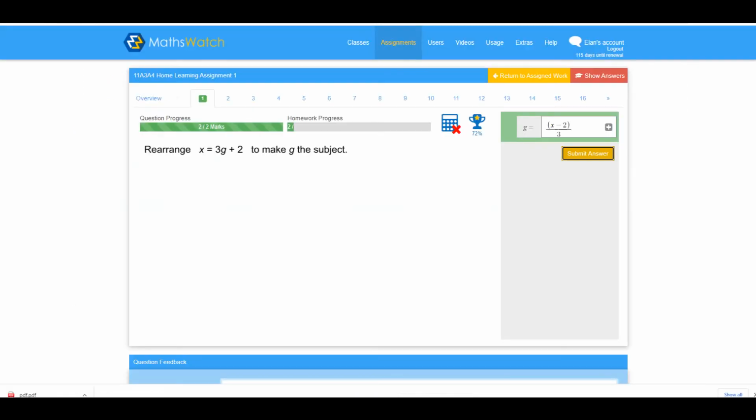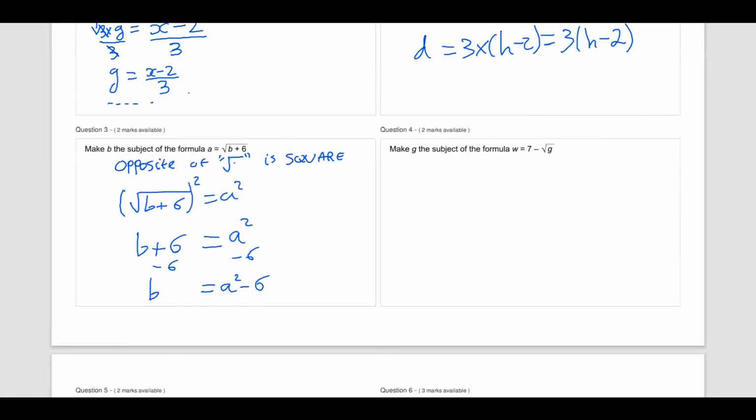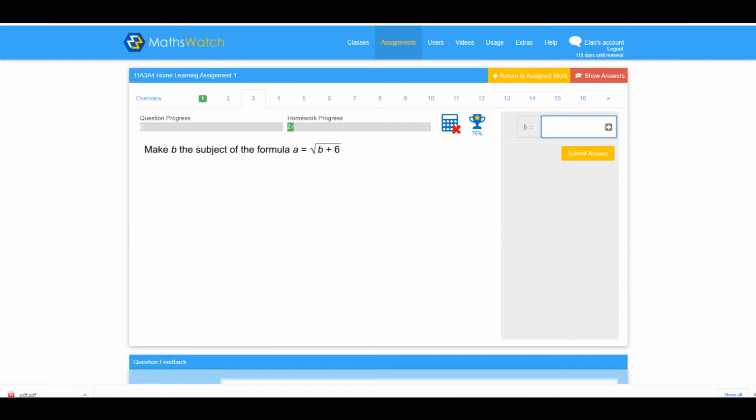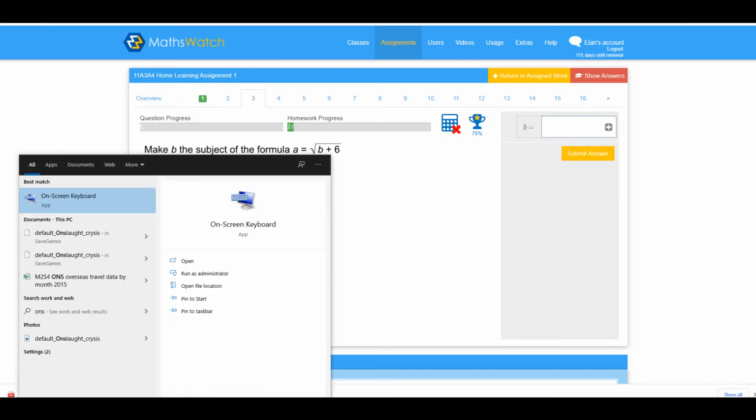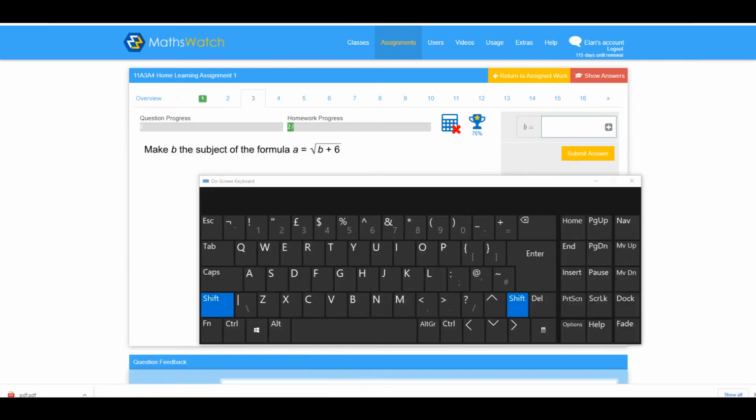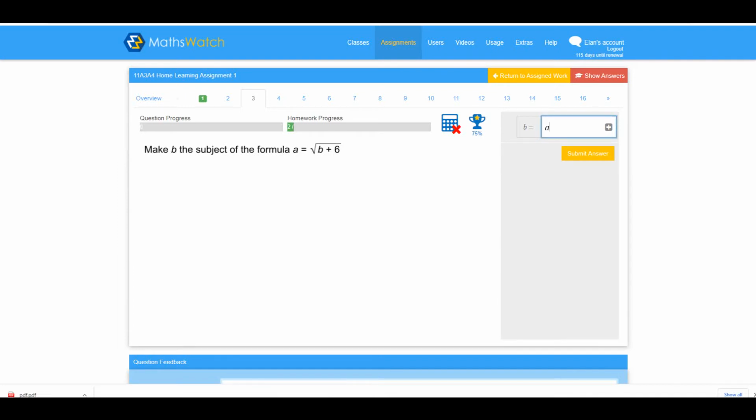And to put that onto Maths Watch, so that was question 3, I would simply say b equals a, and then to do squared, let me see if I can show you the on-screen keyboard, because there's a really easy way of doing this. Maybe on a phone it's a bit harder, Morgan, I suppose. So on a phone, I think I would just do a, click on the X to the N button, click 2, space, and then minus 6, see if it accepts that.